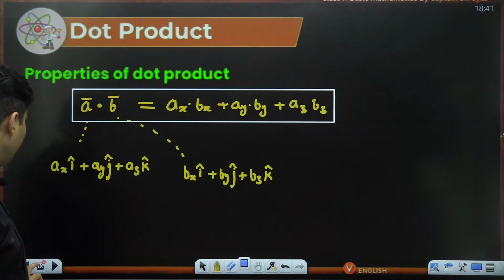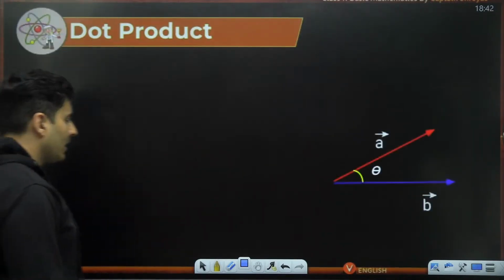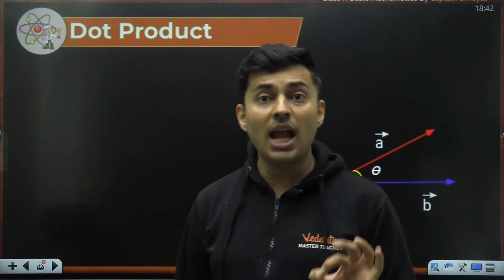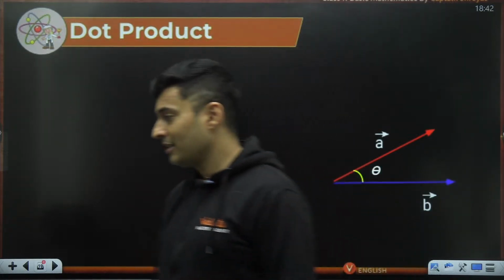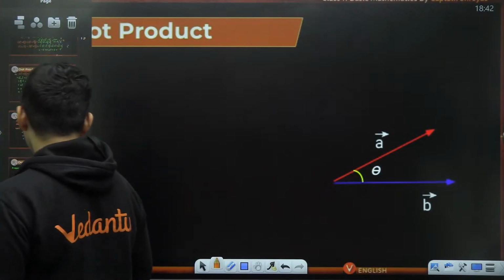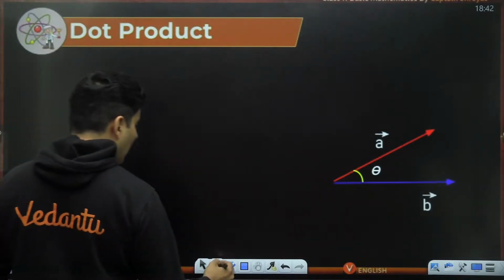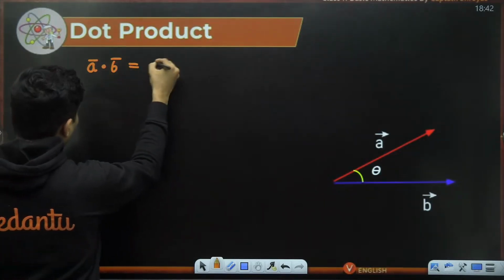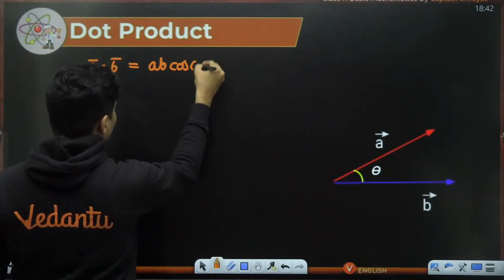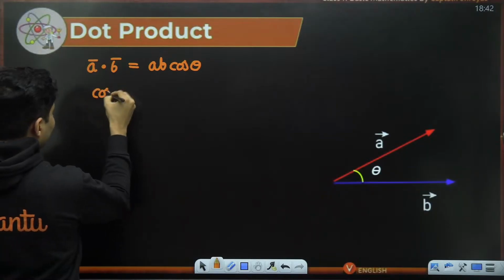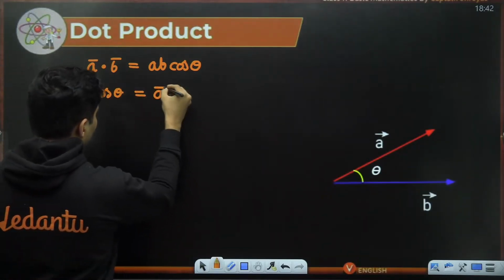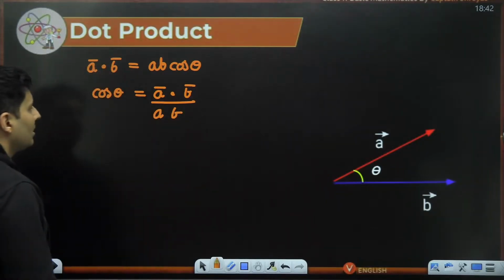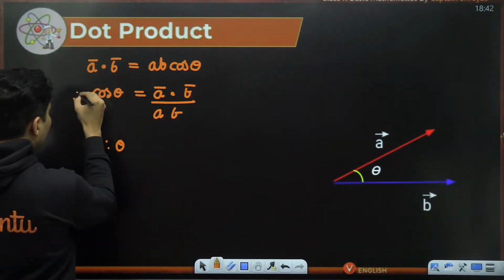Is it absolutely clear? Now, guess what? Vector multiplication can also be used to figure out the angle between the two vectors. Yes, you heard it right. To find the angle between the two vectors. How, sir? See, A dot B was AB cos theta. Just take it below. So what is cos theta? Cos theta is A bar dot B bar by A multiplied by B. So therefore, theta can be found.